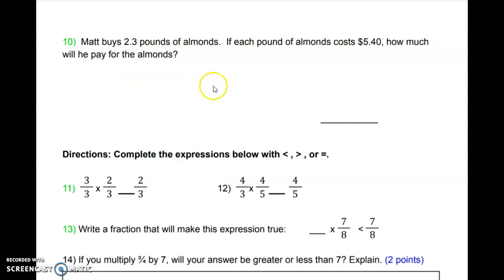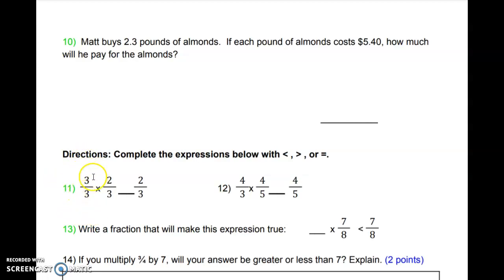So again, make sure you stack your numbers up when solving this, and then make sure you put your decimal in the correct spot. The next part, the directions are to complete the expressions below with less than, greater than, or equal. So number 11, I'm looking at 3/3 here.